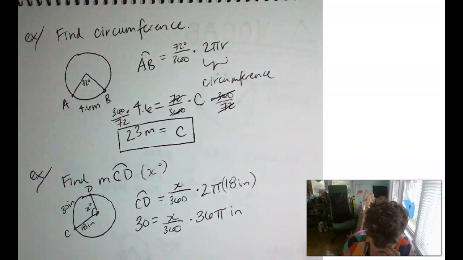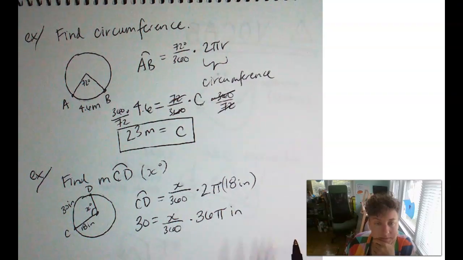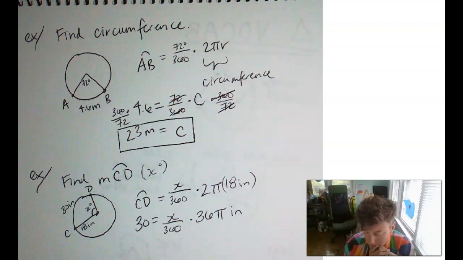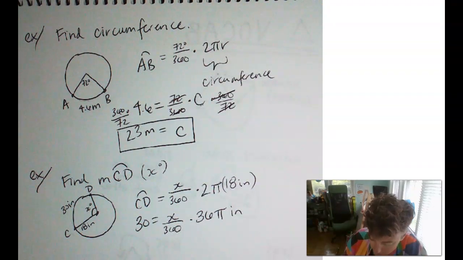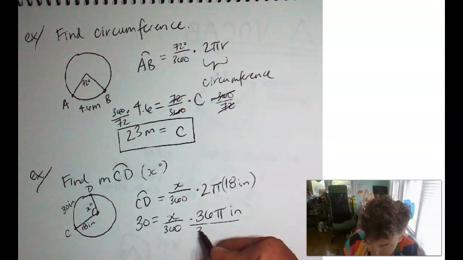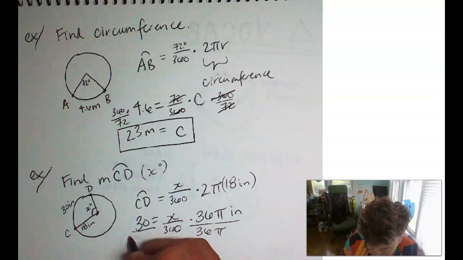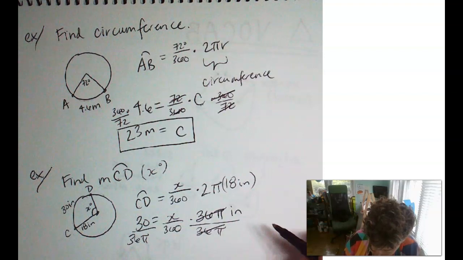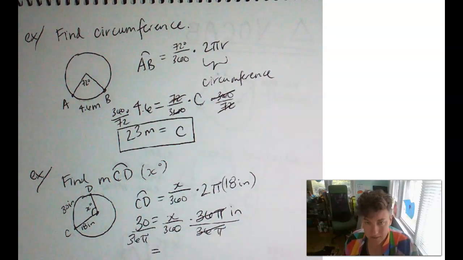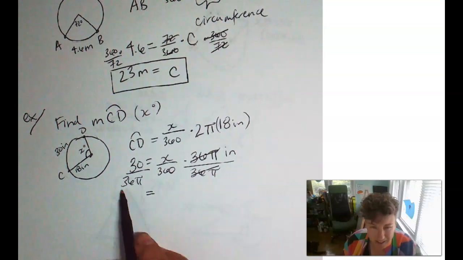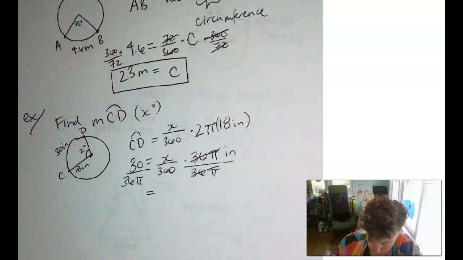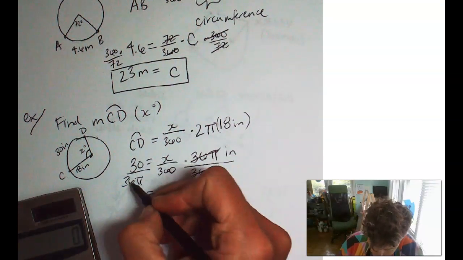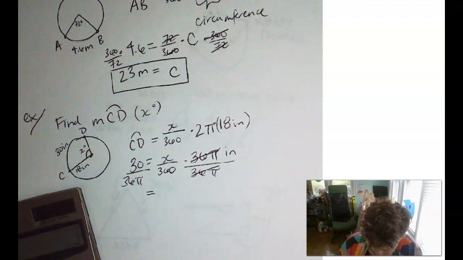Alright, we've got to get this x by itself. What are we going to do? Let's divide both sides by 36 pi, so at least that part cancels out. We still have our inches, of course. And for this question, I'm going to write our answer as a decimal, because now we're dividing by pi and I don't want to have pi in a denominator. So we need 30 divided by 36 times pi.